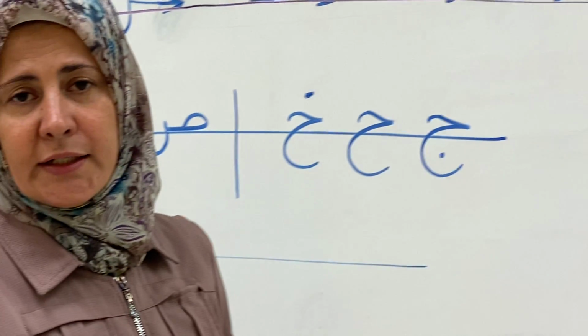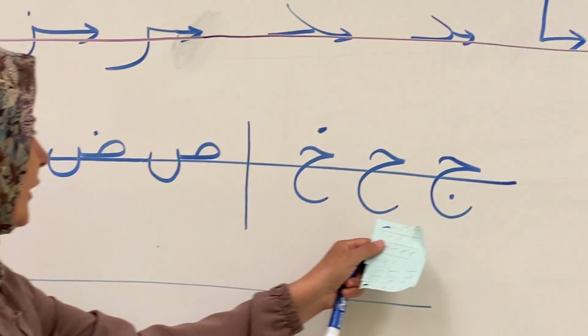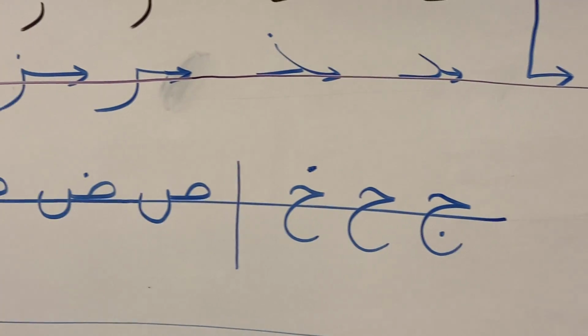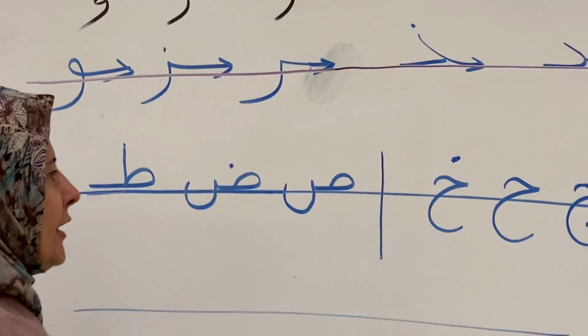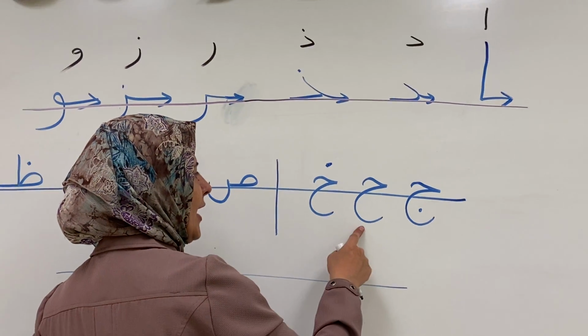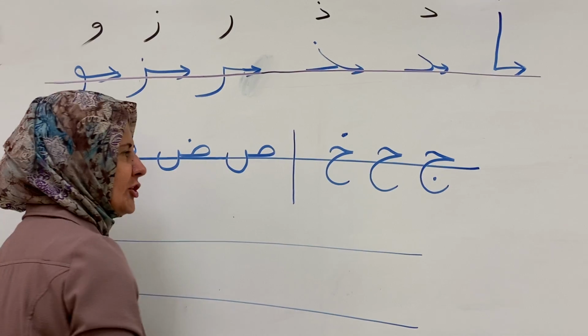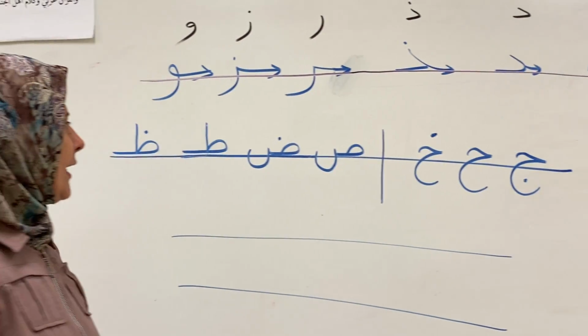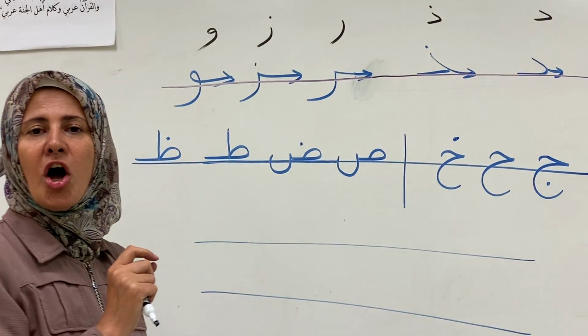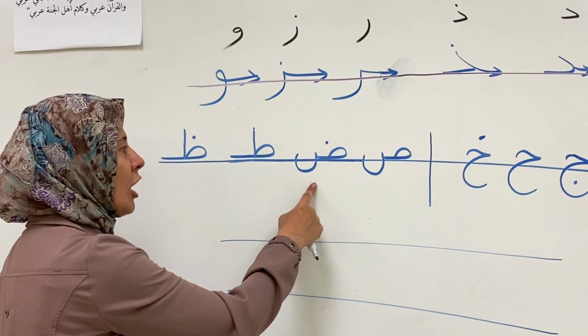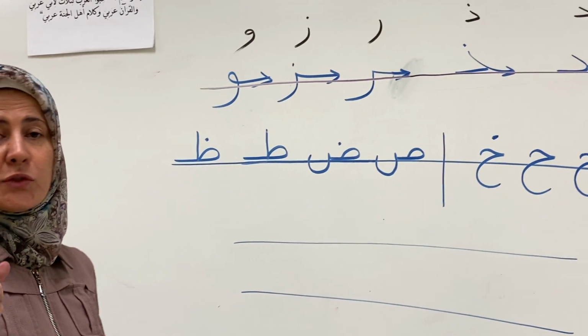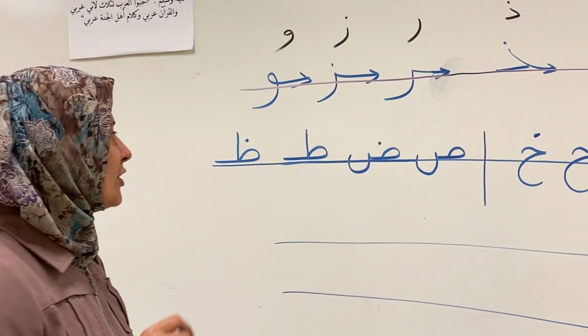Today, إن شاء الله, we're gonna learn another set of letters. See, we're moving fast. Jim, ha, and kha. We're gonna talk about the jim and ha and kha. And sad, dad, heavy. Guys, those letters are the heavy letters.